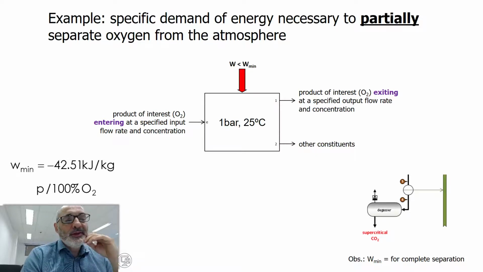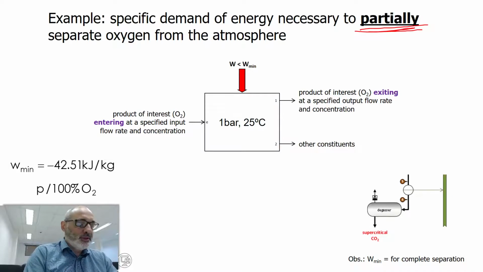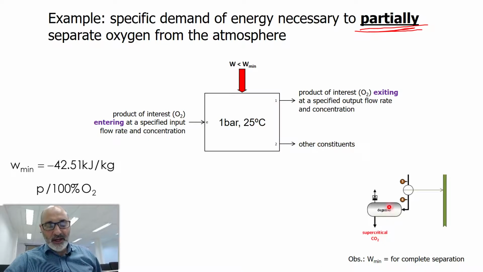So the point is, how can we calculate the specific energy associated with a partial separation of oxygen from the atmosphere? So let's see. As I was saying, in our CCS sugarcane plant, we have a place where to reject N2 because it's non-condensable in these conditions. So we have a product of interest, which is O2, entering at a specified input flow rate and concentration.